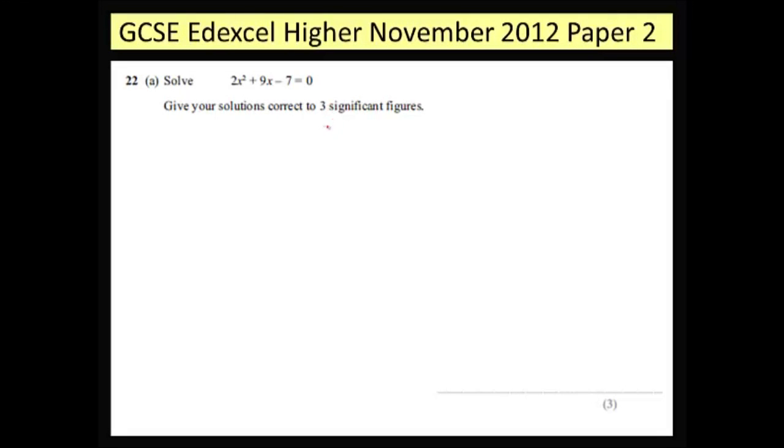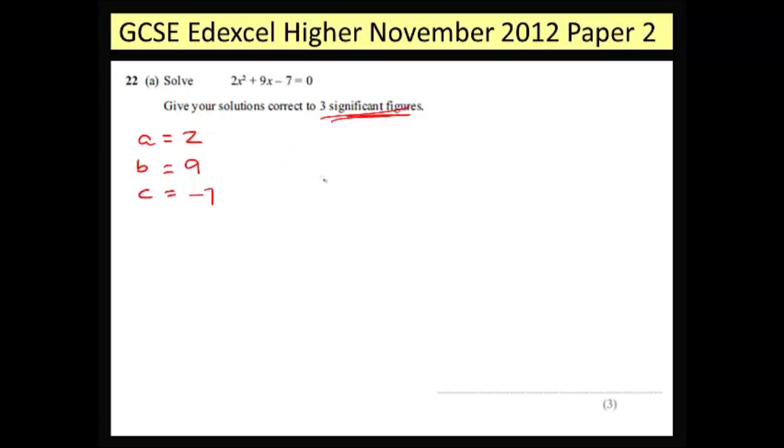Question 22. On a calculator paper, it's always a whopping great big clue when you're asked to solve a quadratic and give your answers to three significant figures. This tells me already that this is going to be a quadratic formula problem. So I set up my values of a, b and c very carefully. Here I can see that a is 2, b equals 9 and c is negative 7. Remember that the sign has to stay with that one.